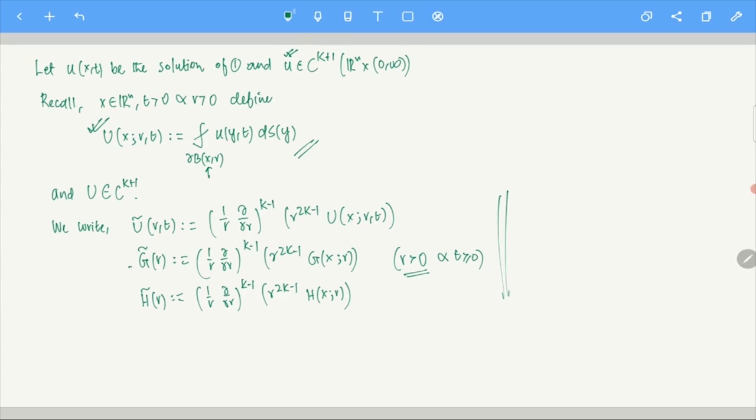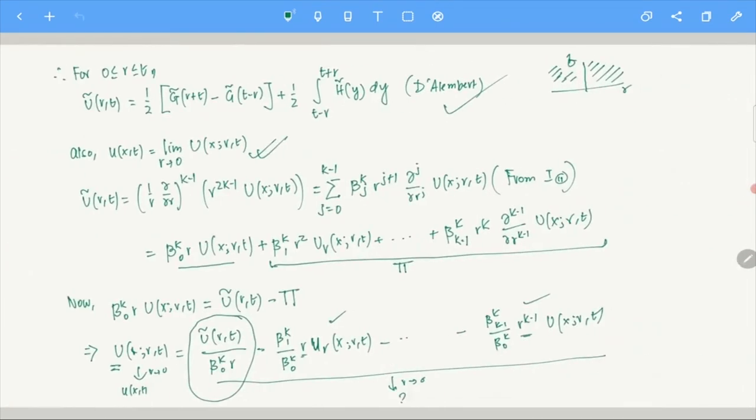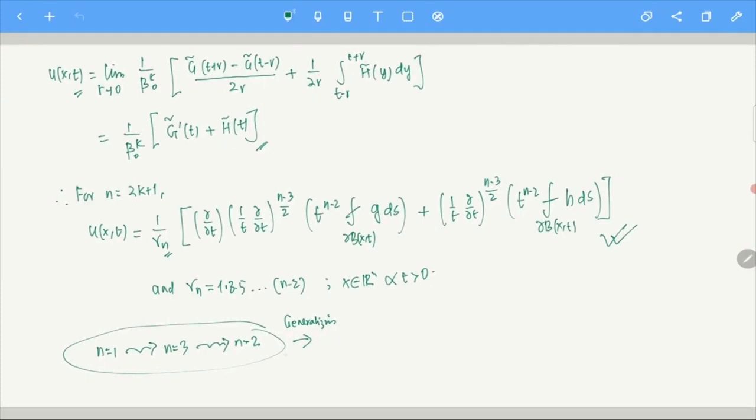So the important thing is the last week, whatever the idea we have used, once you understand it, you can just replicate the same thing, but of course you have to have the specific form of capital U delta, H delta and G delta. Fine, now you have this formula. Now what is the guarantee that this is the solution?